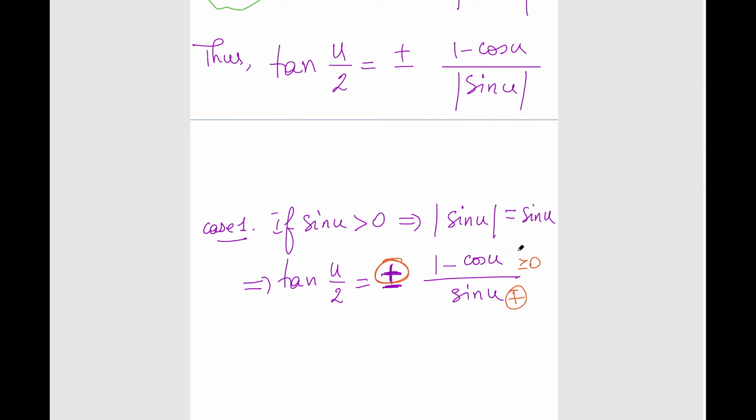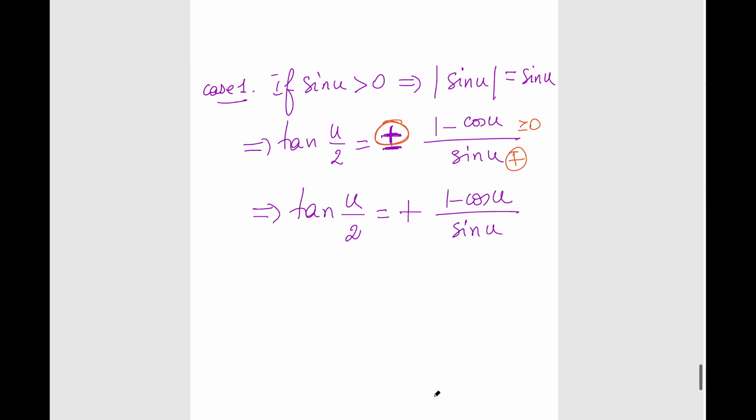So what do we get? In this case, we get tangent of u over 2 is equal to plus 1 minus cosine of u over sine of u. Agree with that? So in case 1, if we assume that sine of u is positive, we get the tangent of u over 2 to be plus that guy.